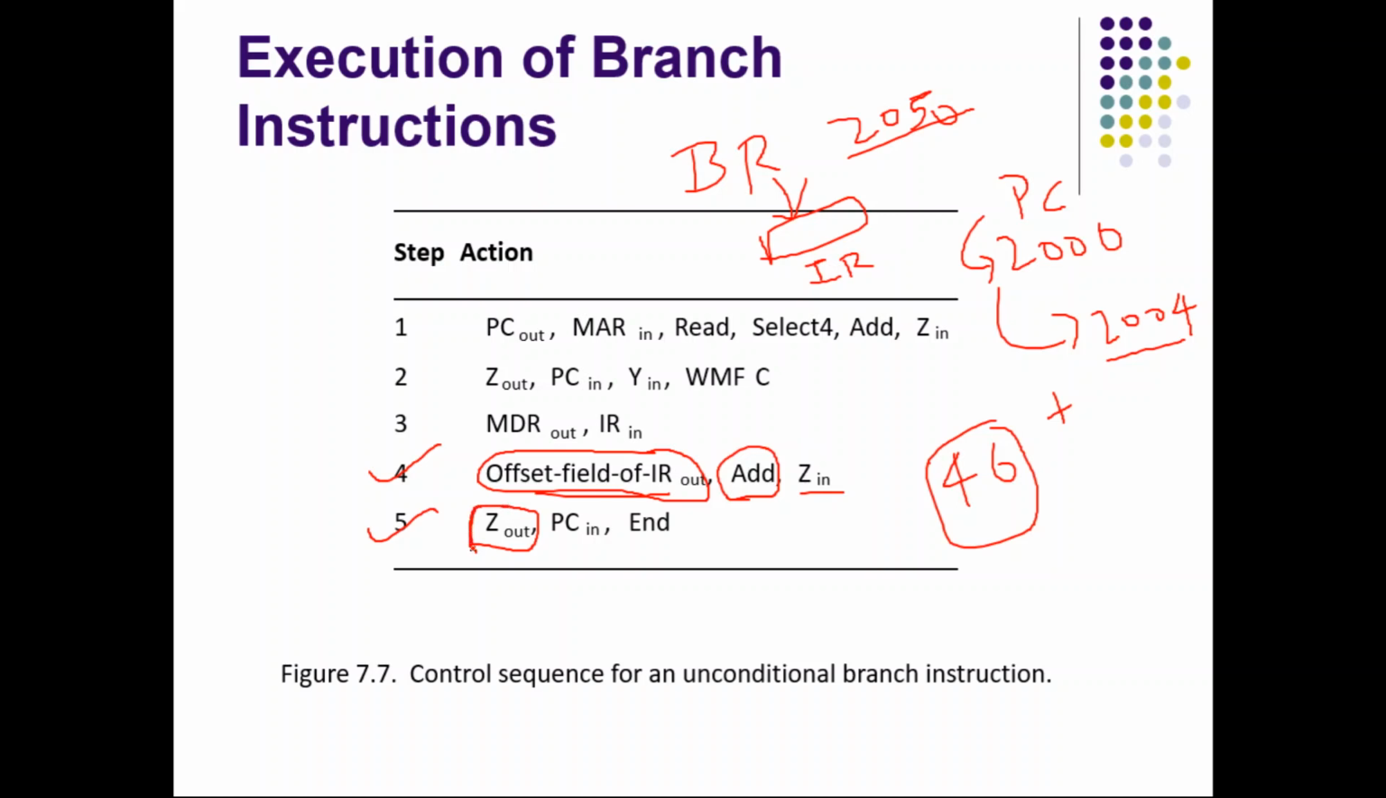Okay, so Z out contains the result, the target address of the branch instruction, then it goes to PC. So basically this is the branch target address. After executing the branch you should end.